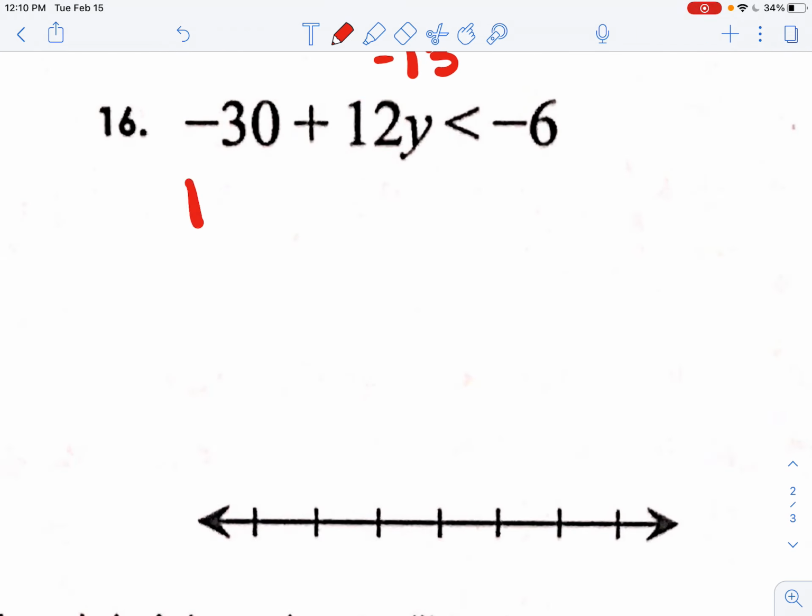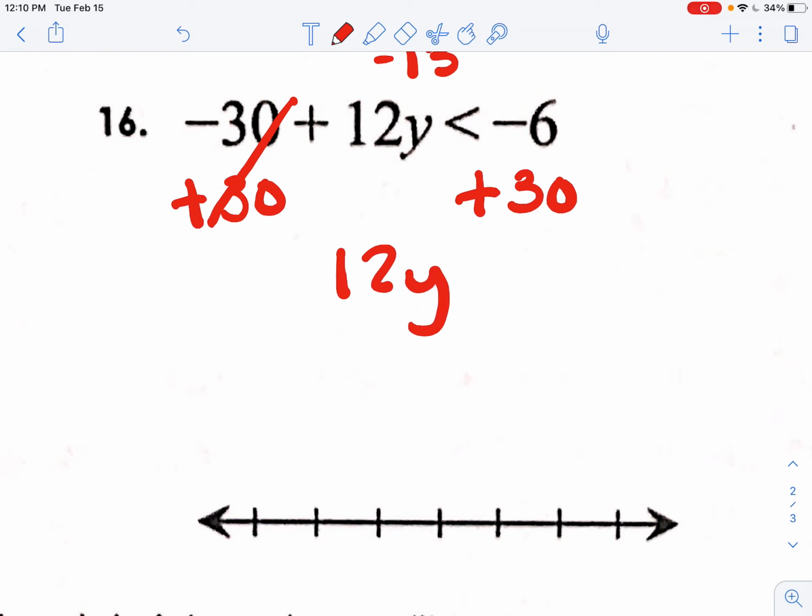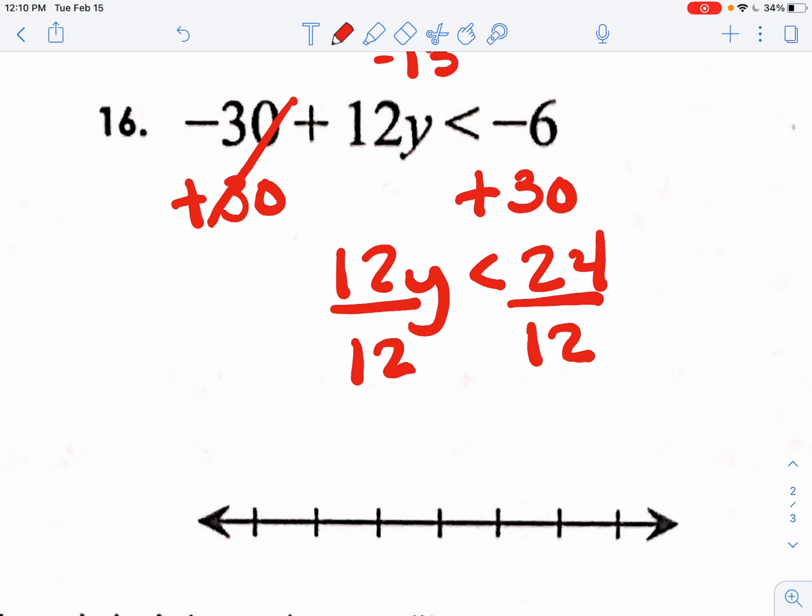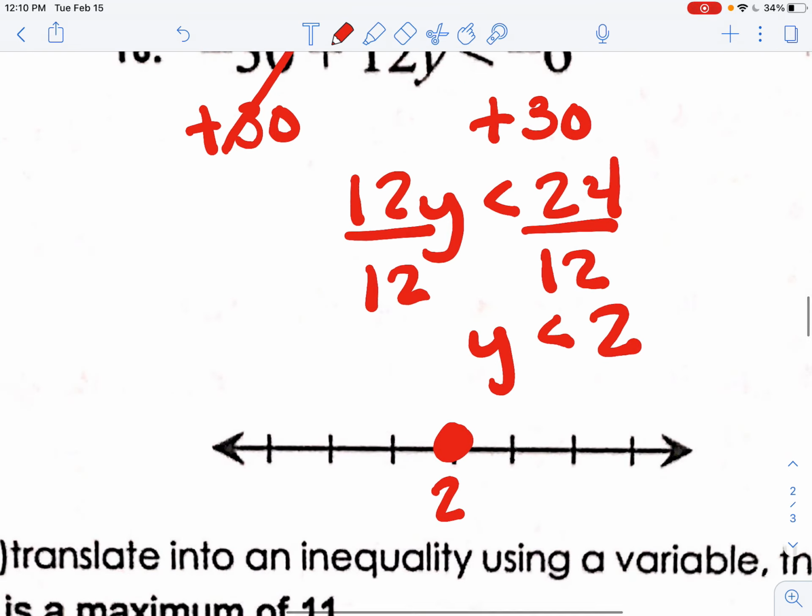16 is two steps. Add 30 to both sides. So 12y is less than 24. Divide both sides by 12. Y is less than 2. Closed on 2, and y is less out to the left.